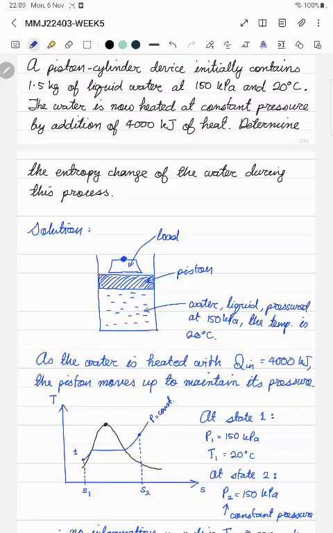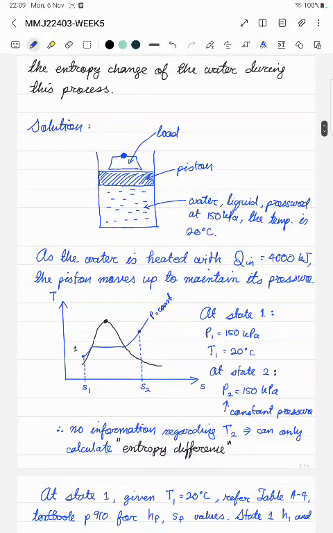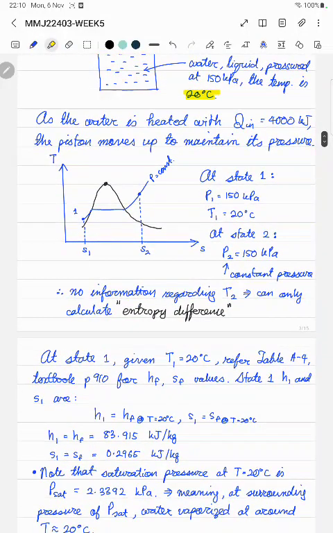Our atmospheric pressure is about 100 kPa, so this is a bit more pressurized liquid, and the temperature originally starts at 20 degrees, so you have the temperature here as 20 degrees. Okay, the temperature at 20 degrees. And then as you heat up the water with our heat here, the heat input is 4000 kJ.